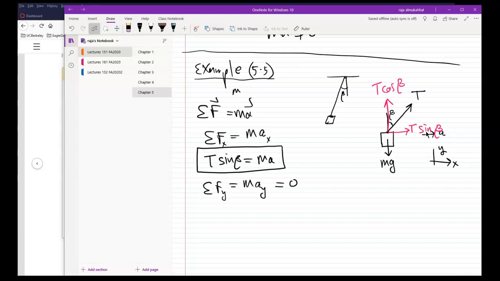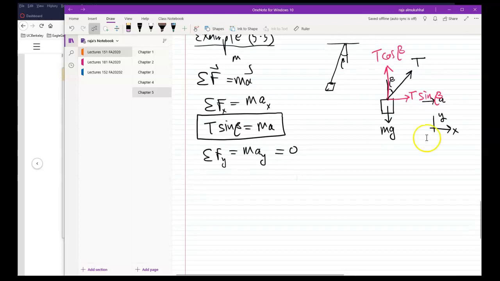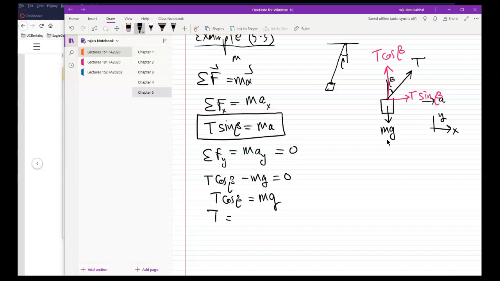Okay? Now, in the y direction, I got two of them right there. This one and this one. Up, positive, down, negative. So that's going to be T cosine beta minus mg equals 0. This immediately tells me that the tension times cosine beta is equal to mg, equal to the weight, or the tension is actually equal to mg over cosine beta. There we go.